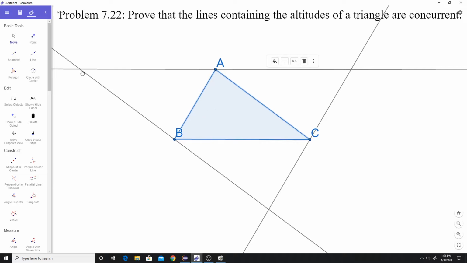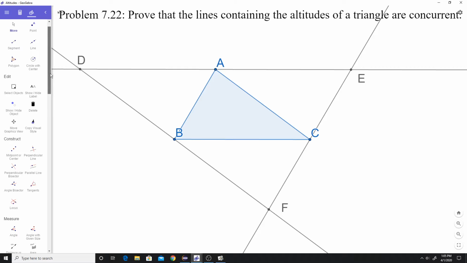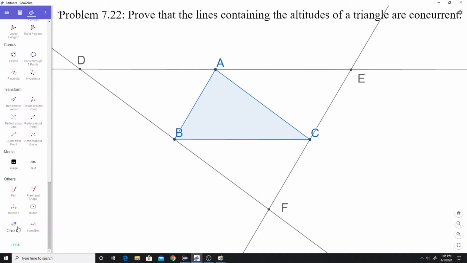And I can label these intersection points. So I'll label them D and E and F. So those are the intersections. Now my job is to prove that ABC is in fact the medial triangle of DEF. Now, how can I do that? Well, parallel lines always imply congruent angles.